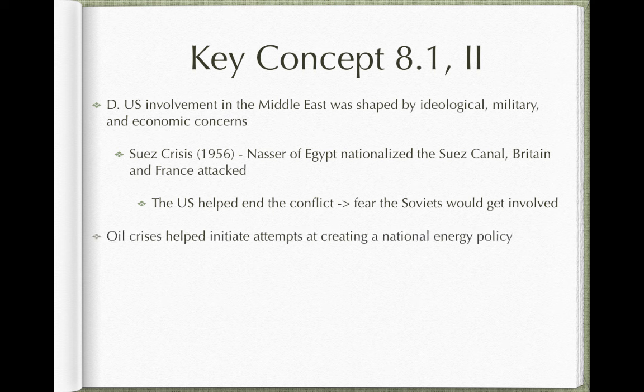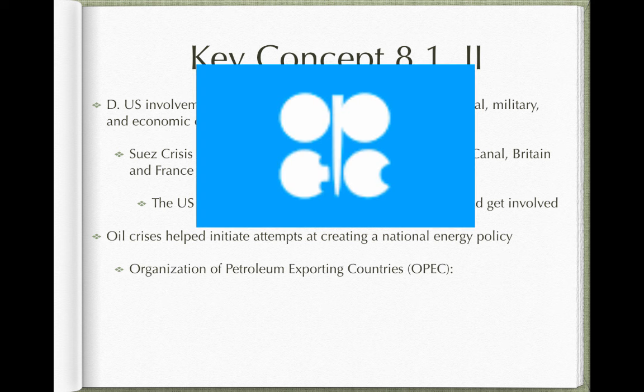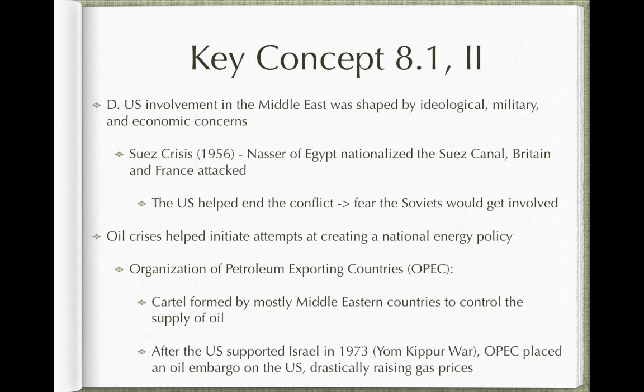We have a series of oil crises that help initiate attempts at creating a national energy policy. This is something that's even true today with oil. We are still very much dependent on it. And the Organization of Petroleum Exporting Countries, or OPEC, was created by mostly Middle Eastern countries, and they hope to control the supply of oil. And there's the flag for OPEC. And after the U.S. supported Israel in 1973 during the Yom Kippur War, OPEC placed an oil embargo on the U.S., which drastically raised gas prices, and you would see very long lines at gas stations.